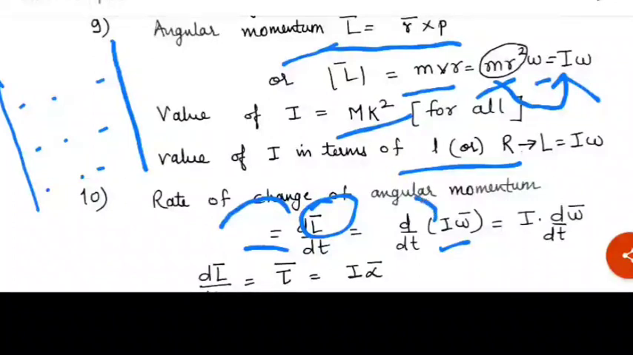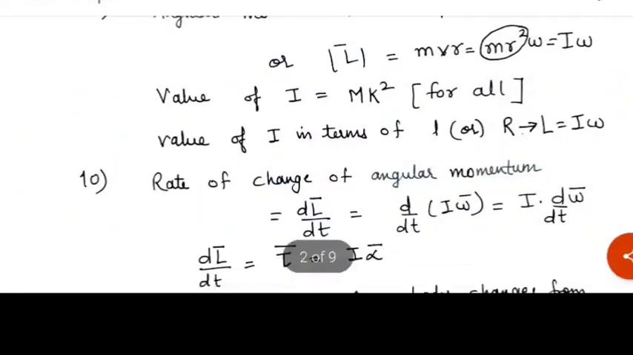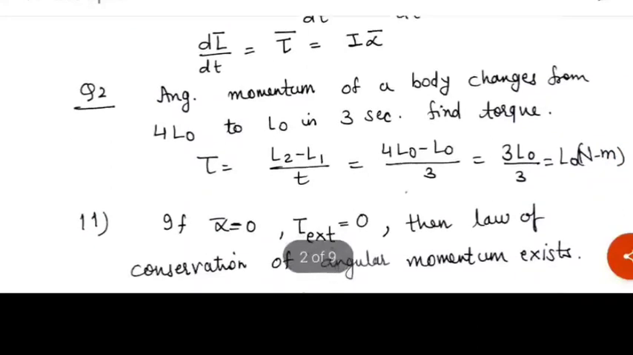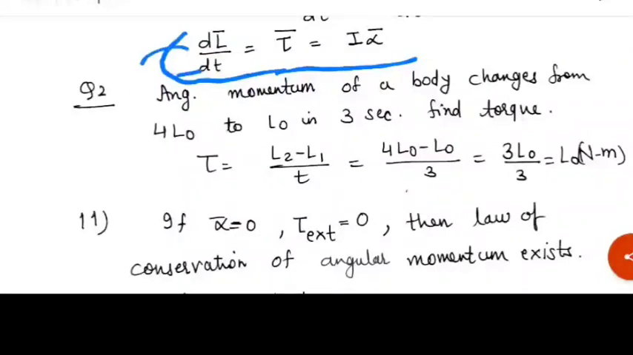Now I is constant, so taking it outside, this will be I into d omega by dt. Now d omega by dt is the angular acceleration. So the rate of change of angular momentum will be expressed as torque. Therefore torque equals I alpha, and torque is also equal to the rate of change of angular momentum.